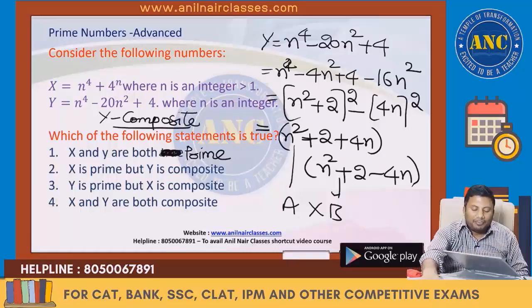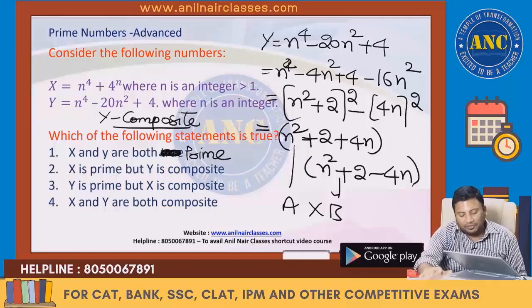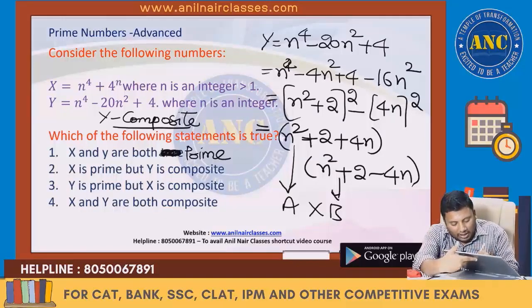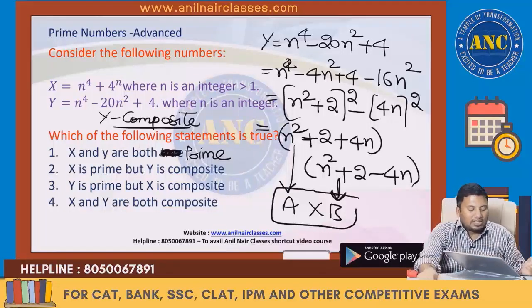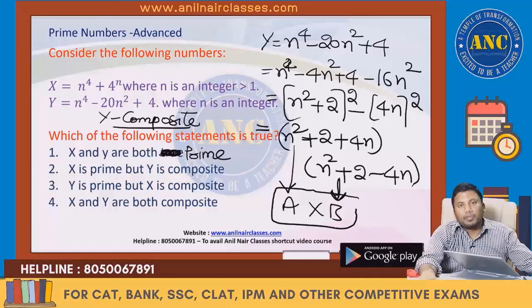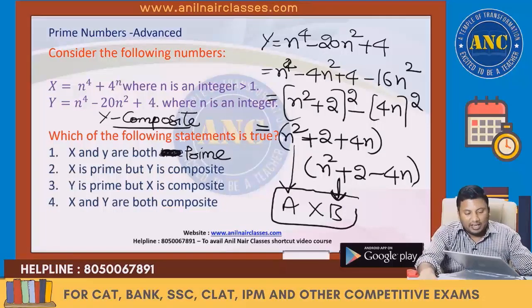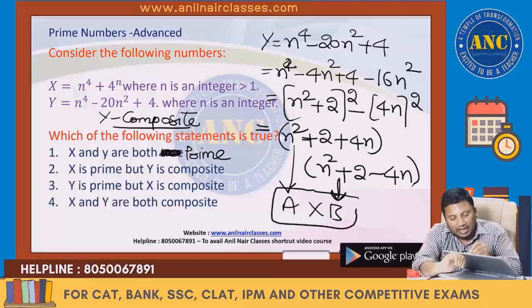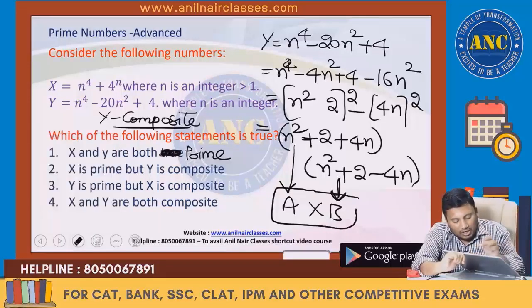What is that factor? One factor is n square plus 2 plus 4n. What is the other factor? N square plus 2 minus 4n. Why are we decomposing this number as a product of two factors? Because to check whether the number is prime or composite, we have to do this. The entire idea lies in minus 4n square plus 4 minus 16n square. N square, sorry, it is minus 2 whole square. I wrote it as plus 2.